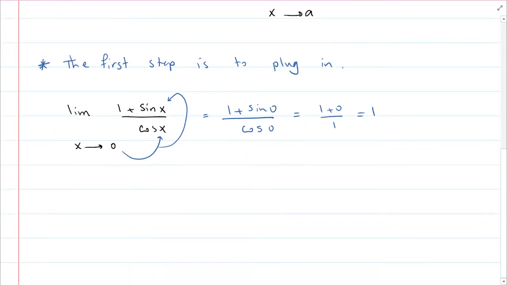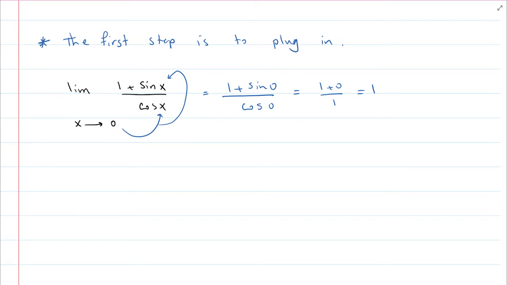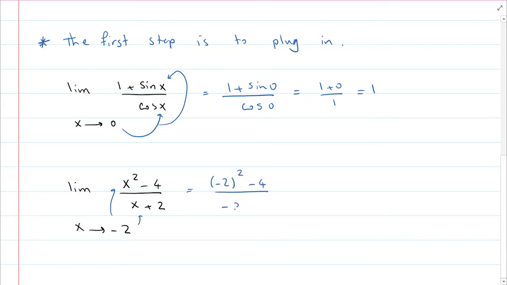But sometimes the problem is not this simple. So they can give you, what is the limit of x squared minus 4 over x plus 2, as x approaches negative 2. If you substitute the number like before, if you substitute this negative 2 here and here, what you would get is negative 2 squared minus 4 over negative 2 plus 2. So that essentially gives you 0 over 0.